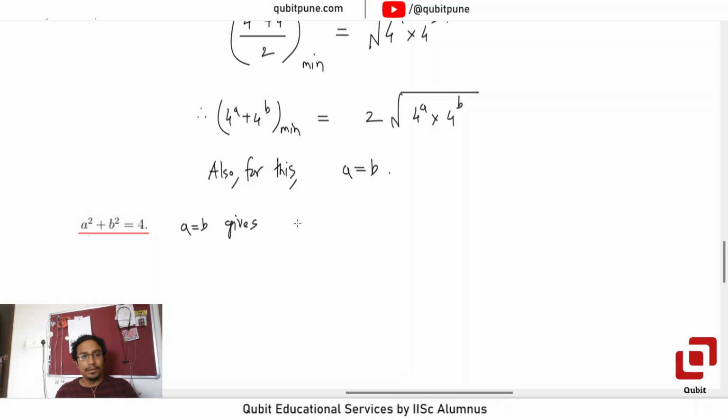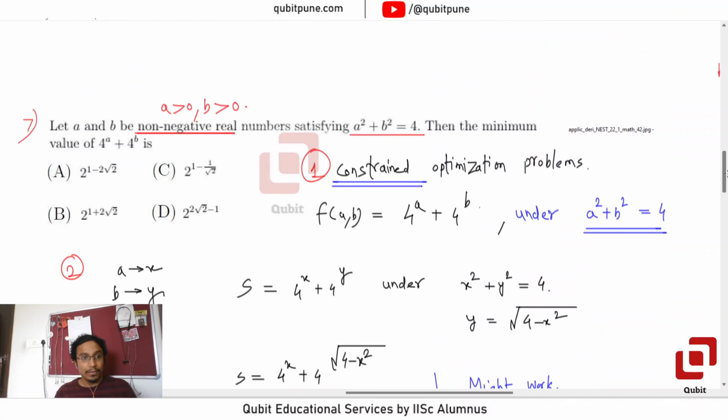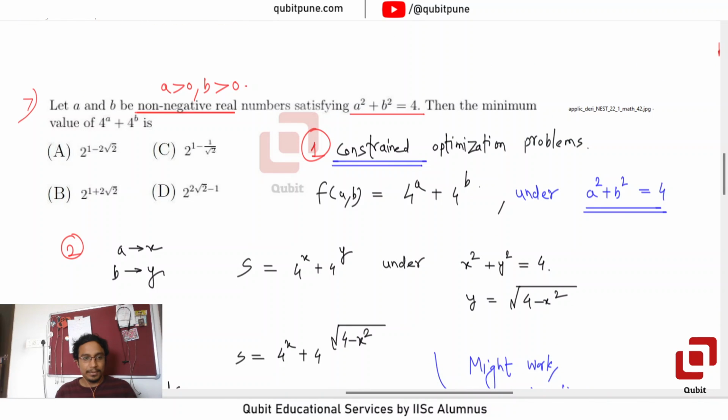So if a is equal to b, what does it give? 2a squared equals 4, a squared equals 2, a equals root 2, so is b. Okay, so you got the value now. Therefore we get 4 raised to root 2 plus 4 raised to root 2, which is 2 times 4 raised to root 2. So it will be 2 raised to 2 root 2 plus 1. Option B.